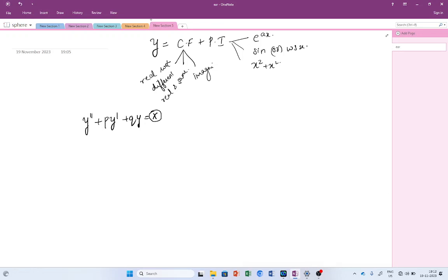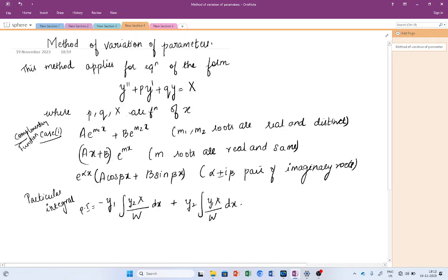So now, method of variation of parameters. If your equation is of order 2 only, this method can be applied. Here you are given p, q and X. All these are some functions of x. As usual, when finding the solution of an ordinary differential equation, your solution has the complementary function and the particular integral.